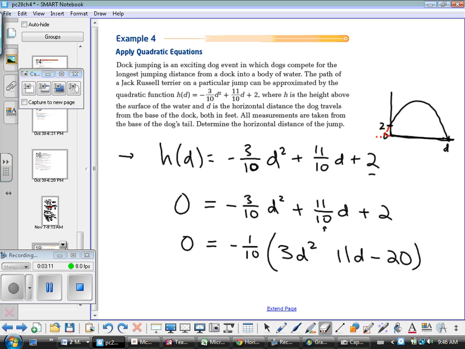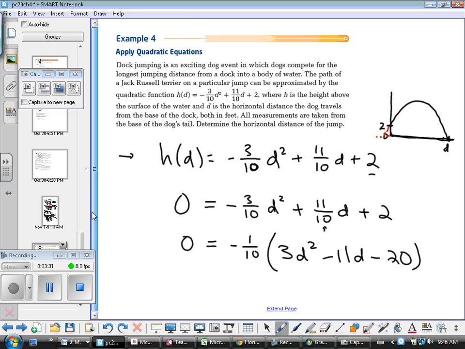And you know what I did? I forgot to change the sign here as well. Okay. And I'm just going to check that because sometimes that doesn't work so good in my brain. So I just make sure -1/10 of 3 is -3/10. -1/10 of -11 is +11/10. And -1/10 times -20 is 2. Okay, so I know I've got that right.